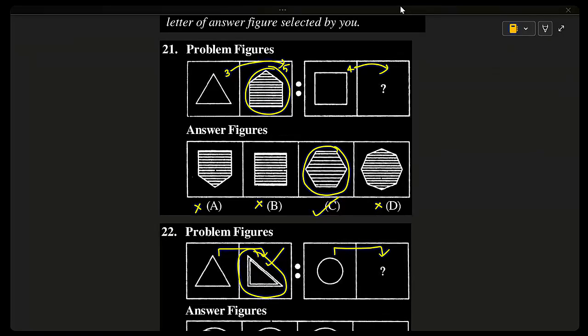Aditi? Sir, in 21st question, why the answer can't be B? Just now I was explaining to Nishika the same pattern. 3 became 5, so 4 should become 6. Six-sided polygon is C only. So how are first and second changing? Two sides are increasing. So third figure also two sides should increase. 4 plus 2 should be 6. Why you are keeping 4 sides only?